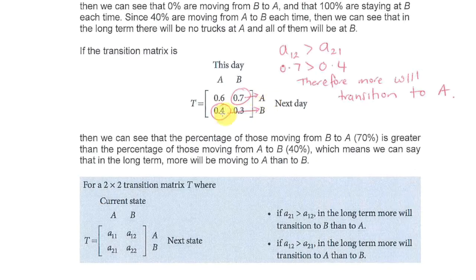So what we're considering is the moving across part. So 70% moving across to A, 40% of A moving across to B. And we just compare those two and say which one's the larger. So obviously the 0.7 is larger, and that represents B moving to A. So long term, what's going to happen here is that we'll end up with more at A than at B. The reason being because out of those two across this diagonal, this 0.7 is larger than 0.4, and that represents movement to A. So therefore we say that long term we're going to end up with more at A.